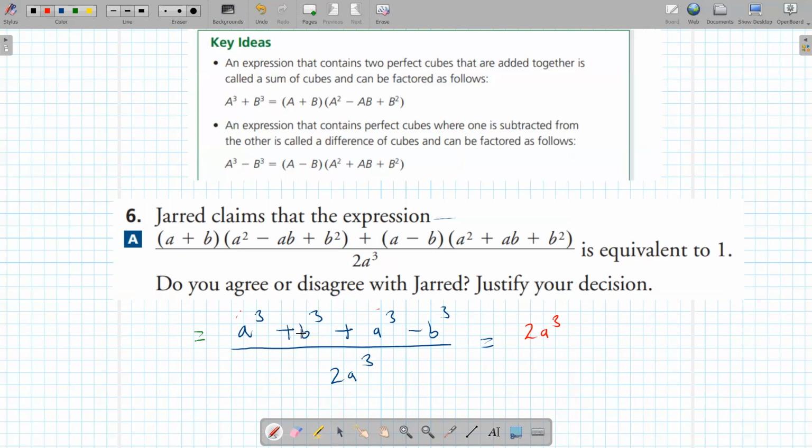The b cubes cancel out because you have plus b cubed minus b cubed, yeah? Minus 2 plus 2 is 0. It just cancels out. So we're just left with a 2a cubed on the top, and we had a 2a cubed on the bottom. What is that simplified to? 1. So is he right or is he wrong? Yeah, he's right. He's smart. I don't know how we got this, but he's right, okay? That's all there is to this.